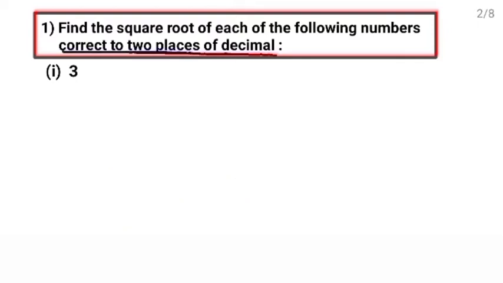Here in the question they ask to find the square root correct to two places of decimal, near to two places of decimal. So we will find the square root till the third place. Till 3 places of decimal we will find the square root. Then we will round off near to 2 places of decimal, right?